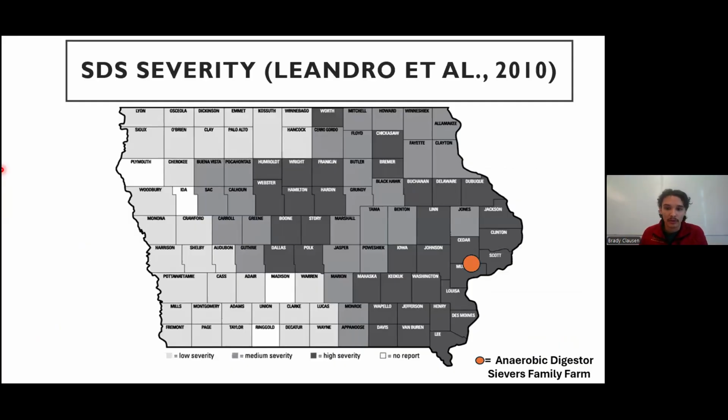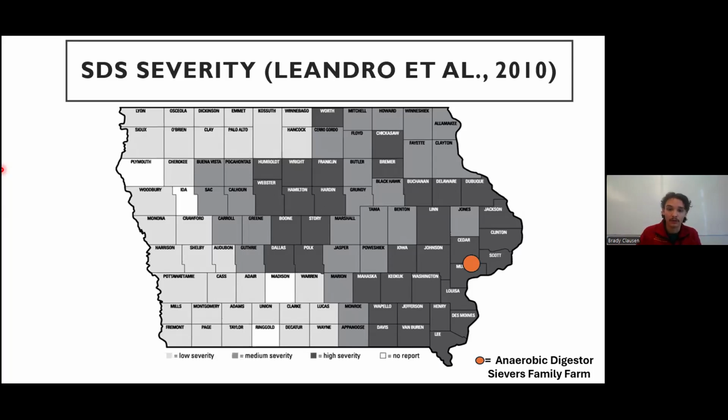Just to add a little bit more relevancy to this, what you're seeing is that in 2010 there was an epidemic of this disease in Iowa specifically. They went out and started to look for where it is most severe in the state of Iowa, and that's what you're seeing here on the map. Coincidentally, the anaerobic digester where we source our digestate from is located in one of the highest severity areas. So again, just pulling that relevance to the commercial side of things.